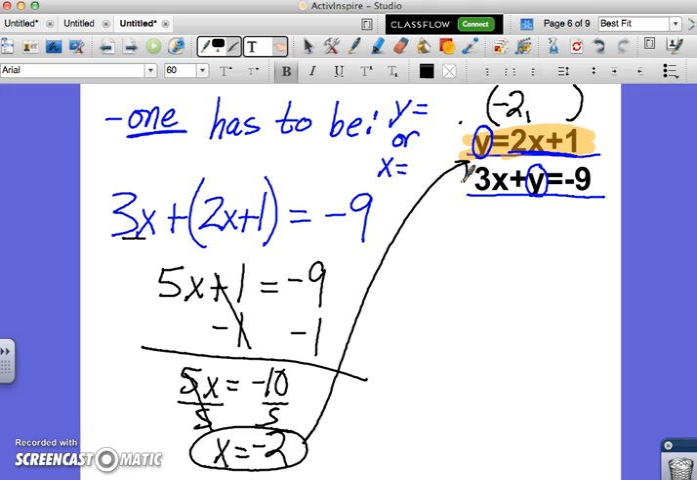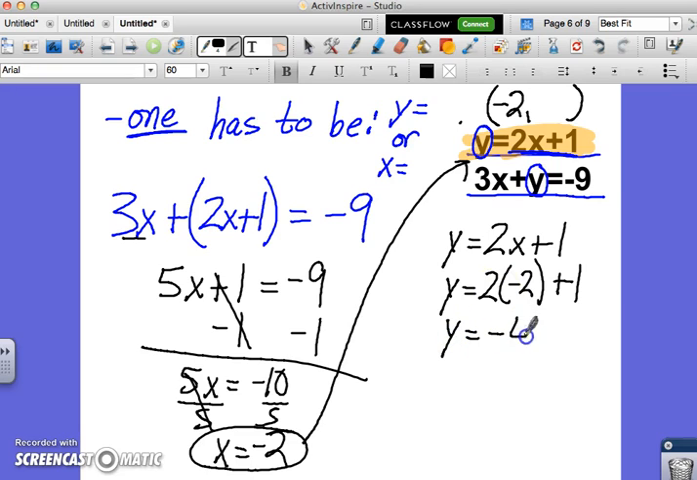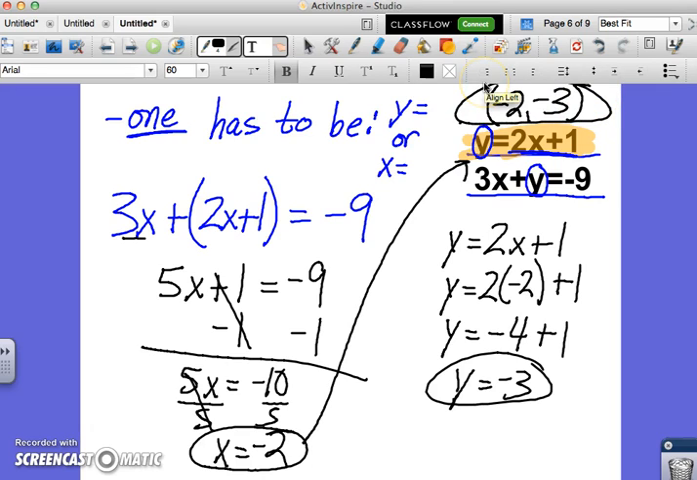I'm going to pick the y equals because it's an easier one. So let's see. We're going to take y equals 2x plus 1, and we now know that x is negative 2, so in place of x we're going to put negative 2. So what's 2 times negative 2? Well, we now have y equals negative 4 plus 1. Negative 4 plus 1, that means y equals negative 3. There's the y value, negative 3. We just solved that system by substitution.